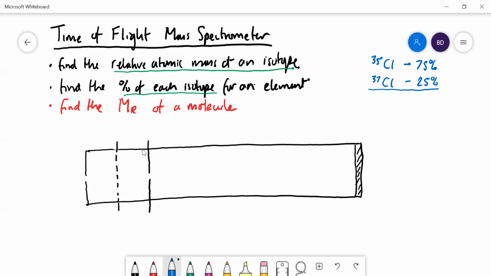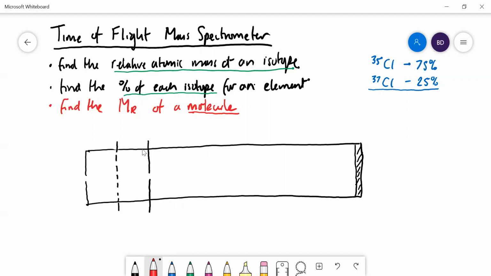It can also be used, shown in red here. You can also use it to find out the Mr of a molecule. Obviously, the molecular weight is going to be of a molecule, so you can put quite big molecules in there and find out the mass of them, which can be quite useful if you made a new compound and are finding out what that compound is.